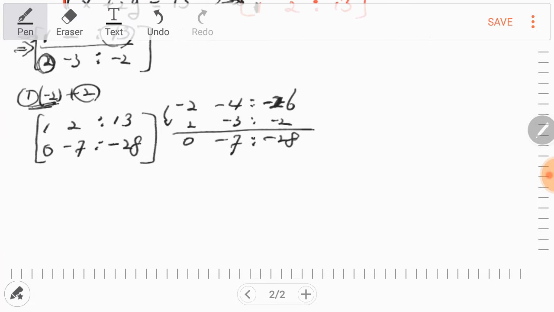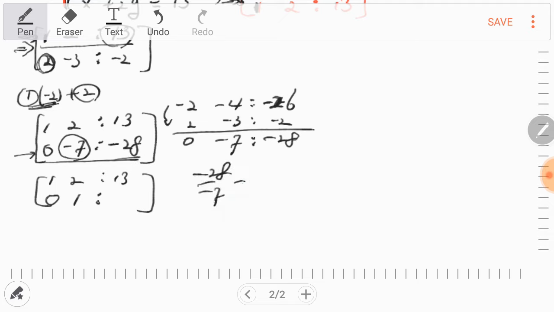Alright, in order to make this row echelon form, we will have to make this one positive 1. So why don't we divide the second row by negative 7? The first row is this, and the second row is divided by negative 7, so 1, and negative 28 divided by negative 7 equals positive 4. So we just rewrote the matrix in row echelon form because the diagonal is 1.